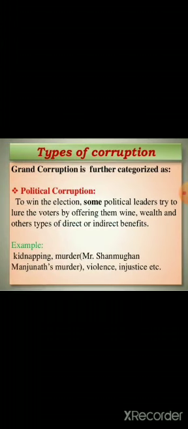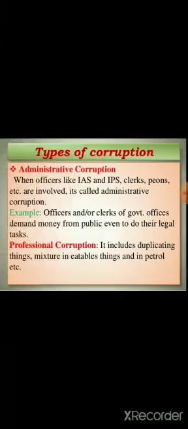Grand corruption is further categorized as political corruption. To win elections, some political leaders try to lure the voters by offering them wine, wealth and other types of direct or indirect benefits. Example: kidnapping, murder, violence, injustice, etc.